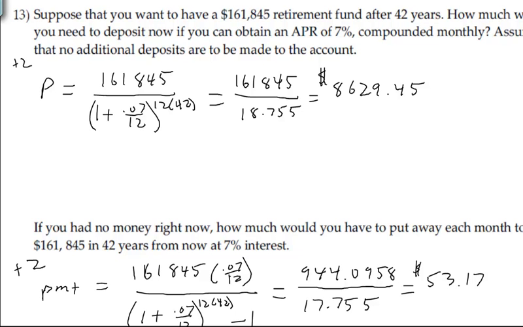On this one, you're supposed to figure out how much money do I need today to have $161,845 when I retire. So we're going to use the present value formula. So trying to figure out what is this worth now, presently, if in the future it's worth this. And there's the calculations, and so if I have $8,629.45, and I'm able to let it sit there for 42 years at 7%, I'll end up with that $161,000.